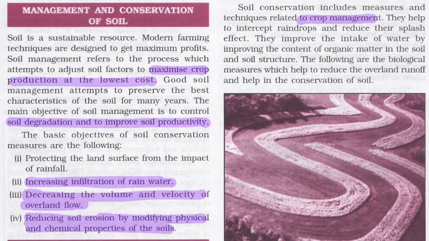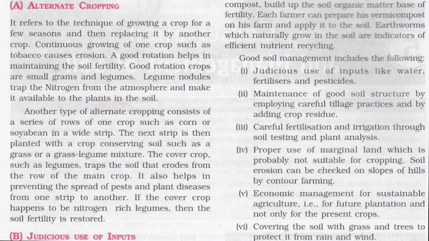Soil conservation measures help to intercept raindrops and reduce their splash effect. They improve the intake of water by improving the organic matter content and soil structure, so that rainwater is absorbed more by the soil. Let's discuss some of the measures that reduce overland runoff and help in soil conservation.